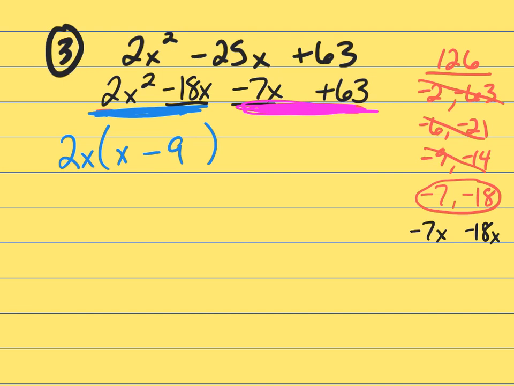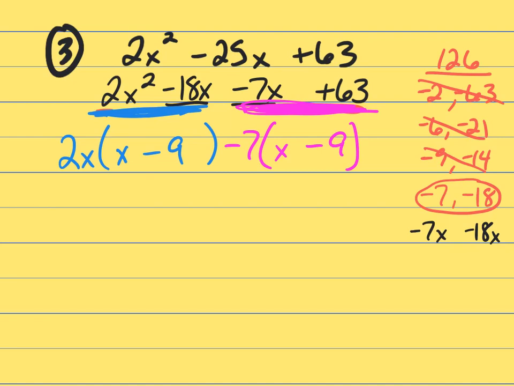Those two parentheses have to be the exact same thing. If they're not the same thing, we know we've messed up. So because my parentheses are different, I know I've messed up. So I'm going to go back, and instead of taking out a positive 7, what am I going to take out? A negative 7. So negative 7 times x gives me negative 7x, and negative 7 times negative 9 gives me positive 63. Now, are my parentheses the same? Yeah. So I know I'm going to get this right.